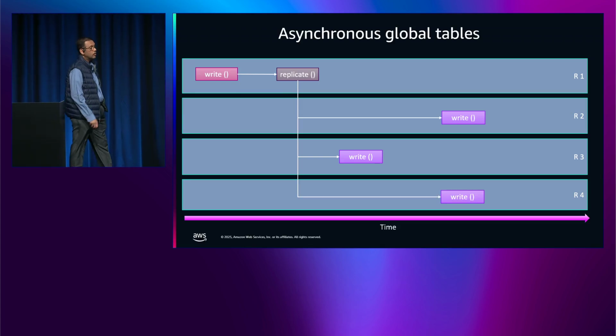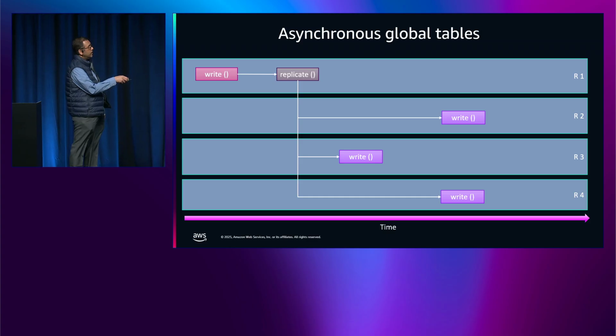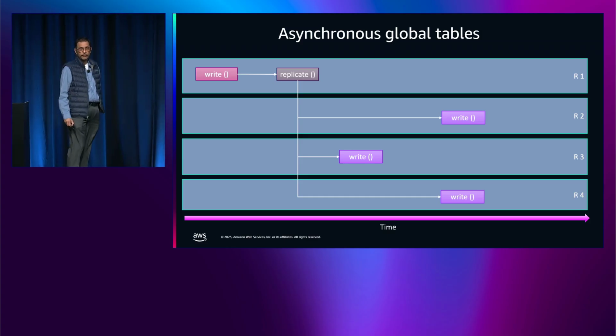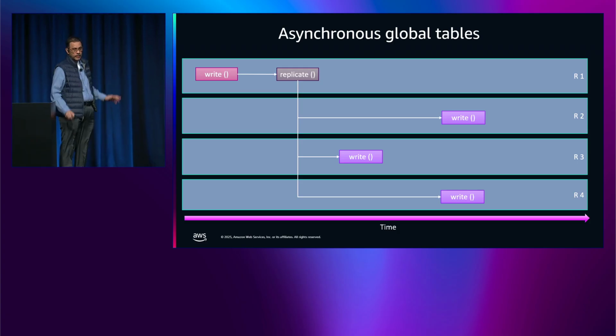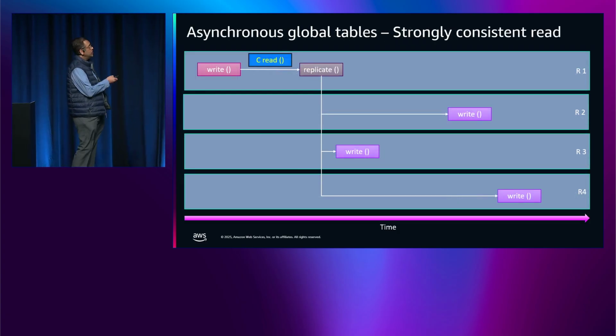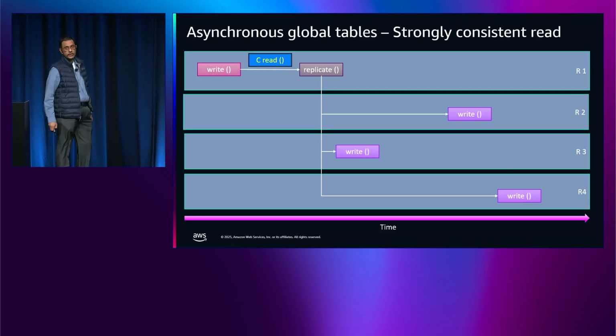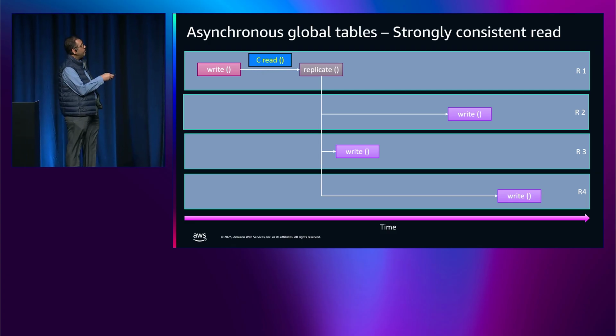Of course, there's one more here. The important thing to realize is all these replications happen at different times. Okay? They're all independent. Now, let's assume that I do a write. The write is successful. I got a 200 on the write. I perform a consistent read. Whatever I wrote will be visible in that consistent read.